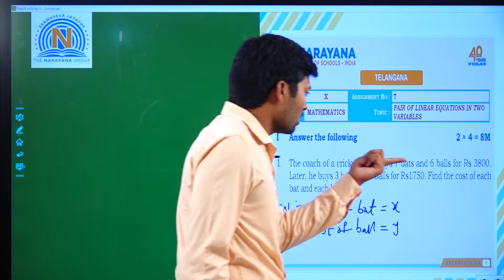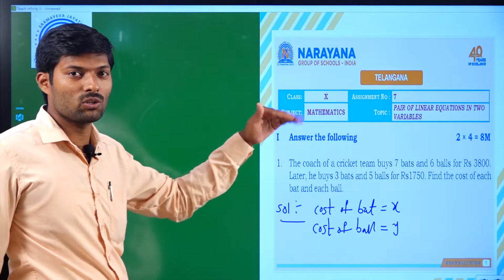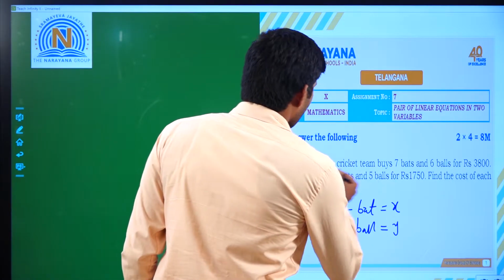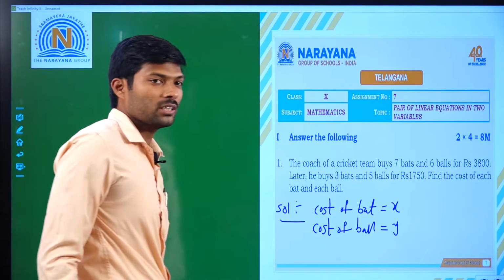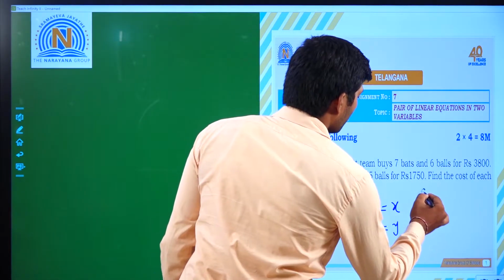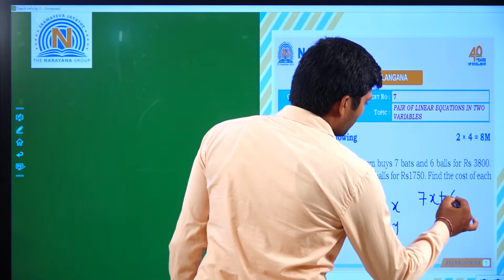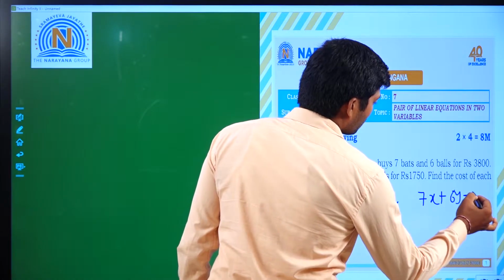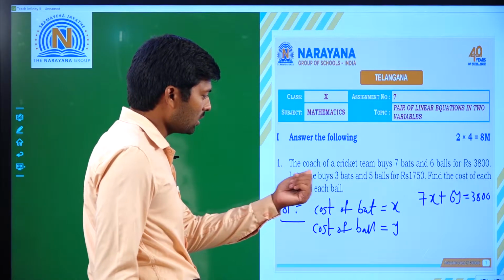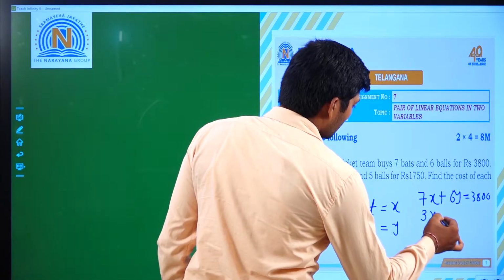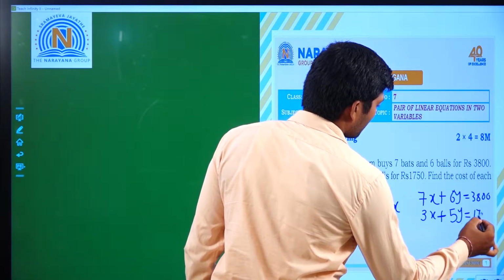Now we need to write the first statement in the standard form of a linear equation in two variables. By reading the first statement, 7 bats and 6 balls together cost 3800. Let me write it as 7x, where x is the cost of a bat, plus 6 balls, that is 6y, is equal to 3800. Next, the second statement: 3 bats, that is 3x, plus 5 balls, 5y, is equal to 1750 rupees.